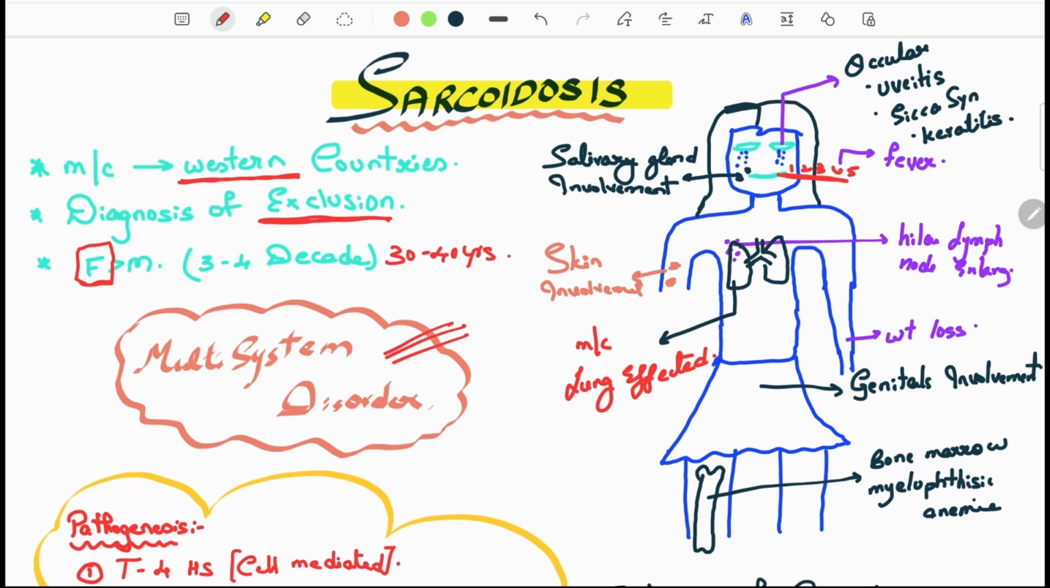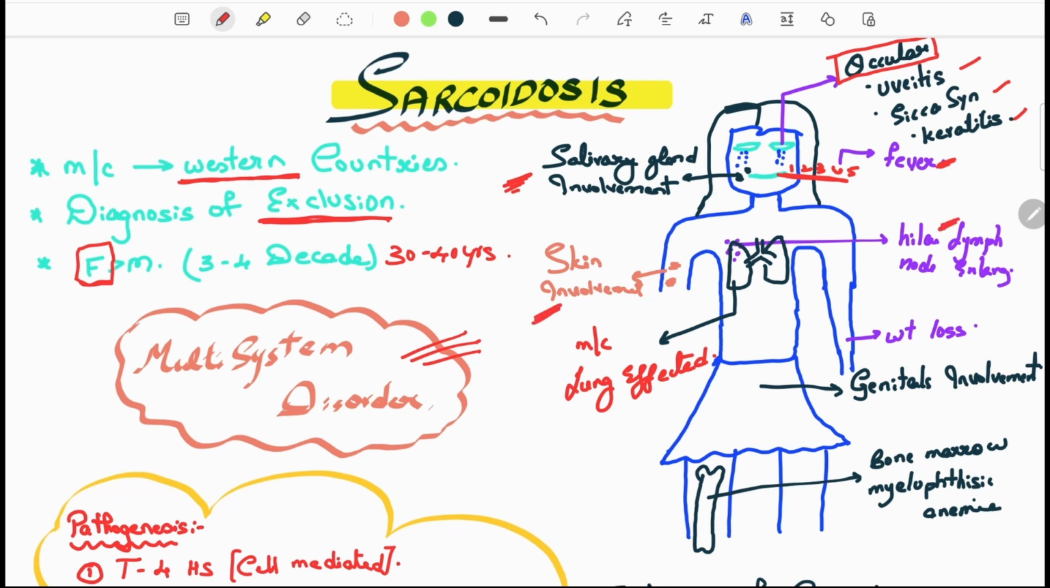For example, let's start from the eye. In the eye, we can see uveitis. This sarcoidosis is a multi-system disorder, meaning, for example, a patient came to you with clinical features of uveitis, sicca syndrome and keratitis. These are the diseases that we get in a person if he is affected with sarcoidosis. Next one, we can also see salivary gland enlargement. There will be involvement of the salivary glands. They may be sublingual, submandibular or others, and the patient will come with a high temperature, meaning he will present with fever.